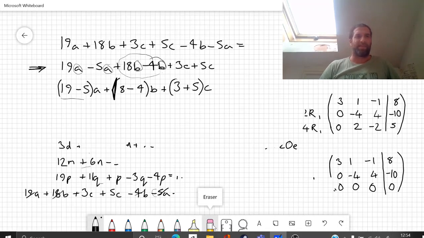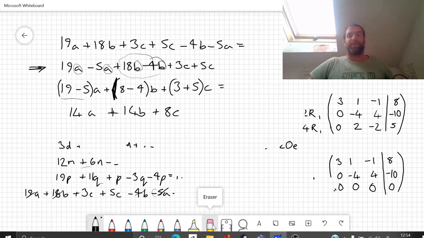I don't know what happened there, sorry about that. Is equal to, now we can work it out. 19 minus 5 is 14a, and then you've got 14b, and then you've got 8c. Yeah, there's another way of doing it, but if you don't get that way, maybe just do it the first way.